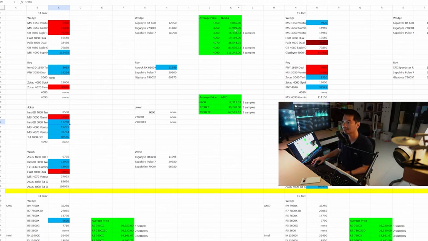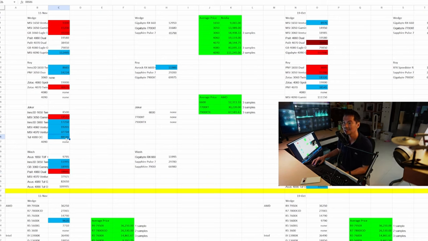Especially because if you notice that the average price for the 3060, if you take all three shops which had the 3060, is over 18,000. So this is already a very good price from Joker. Wash, not too many changes. Slight increase to the 4060.